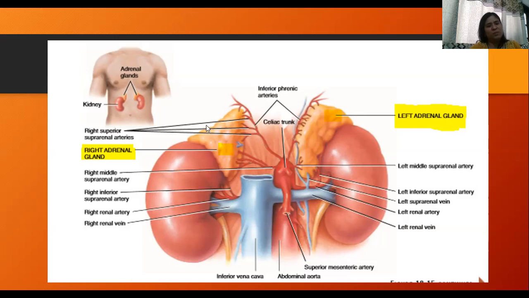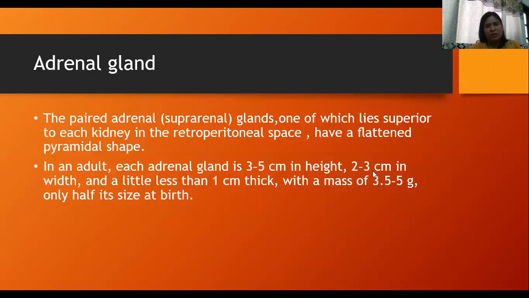Flattened pyramidal shape, 3 to 5 centimeters in height, 2 to 3 centimeters in width, 1 centimeter in thickness, and 3.5 to 5 grams in mass, only half its size at birth. So at birth, it is of double size, that means approximately 7 to 10 grams. But at adulthood, it remains just half of its size, that is 3.5 to 5 grams.